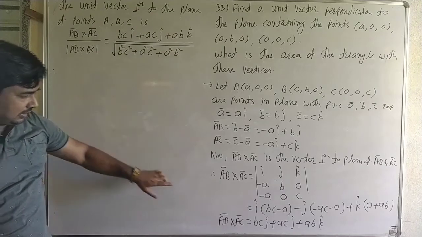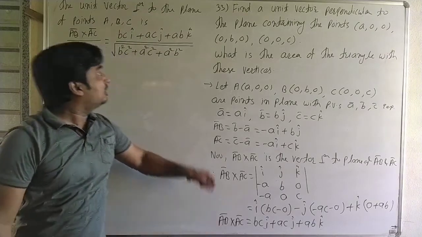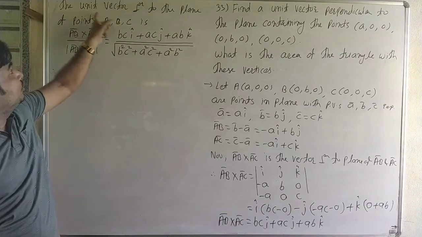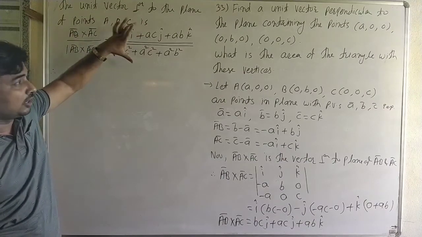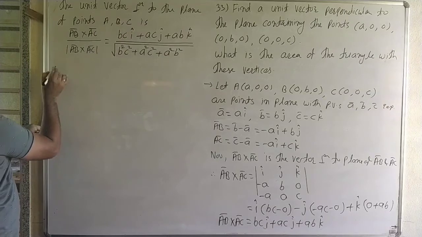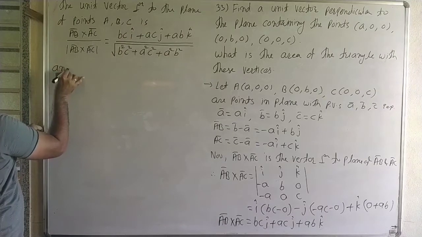Okay, there is no need to write the answer again. It is a vector and it is a unit vector. The unit vector perpendicular to the plane of points A, B and C is this. Okay, see carefully.